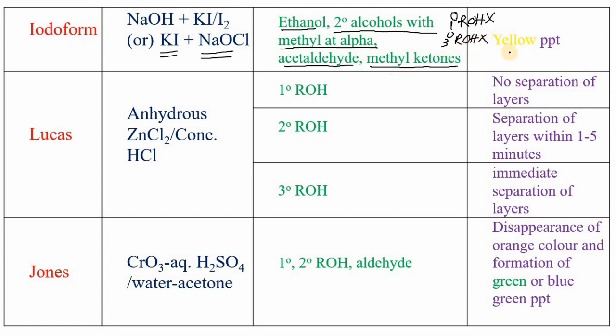Here there is a formation of yellow precipitate. The yellow precipitate is due to formation of iodoform, that is CHI3.